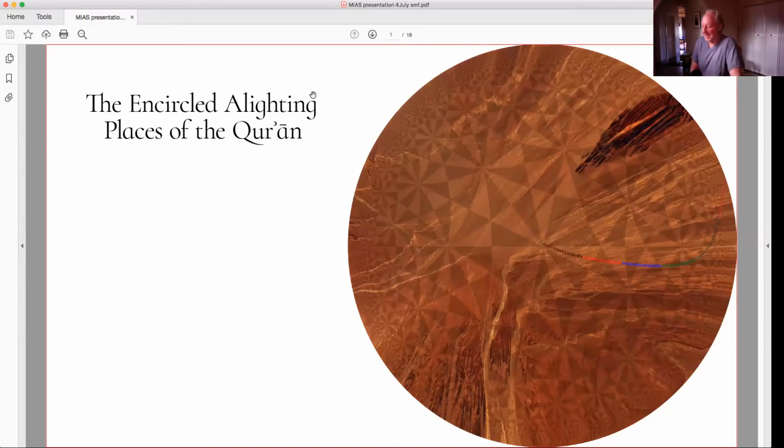I kind of forgot the title yesterday, but it's the Encircled Enlightening Places of the Qur'an. We'll be looking at these alighting places, the places that Ibn Arabi talks about traveling to or in, or being in the Qur'an. And so it brings up very much the idea of a map and a terrain and a geometry. So let's look at that.